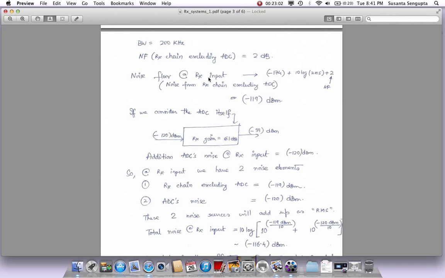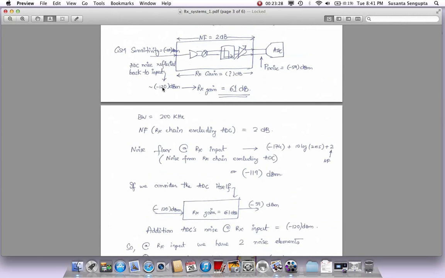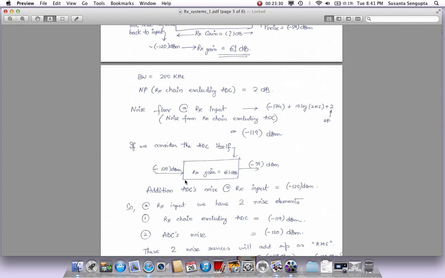So what is the noise floor at the RX input? We know the thermal limit is minus 174 plus 10 times log of 200 kilohertz, plus 2 dB noise figure. Okay, so we have only considered the noise from the RX chain but not the ADC. The noise floor is minus 119 dBm. Now if we consider the ADC itself, if you remember, we assumed it was minus 120 dBm. So you can see that's going to be a problem, but let's work through it. Without the ADC, the noise floor is minus 119 dBm.